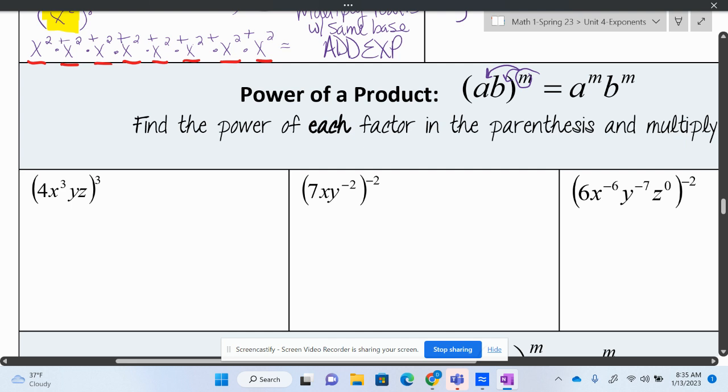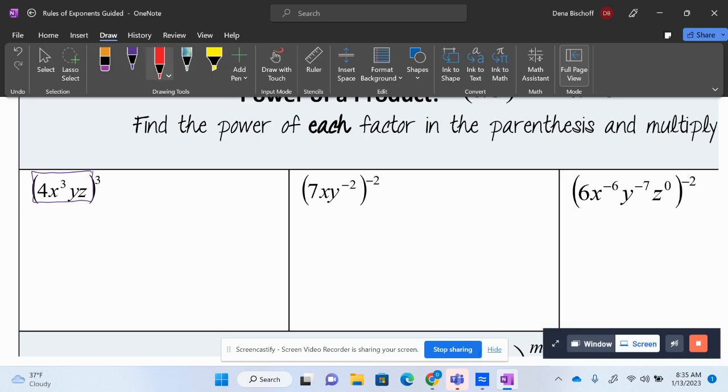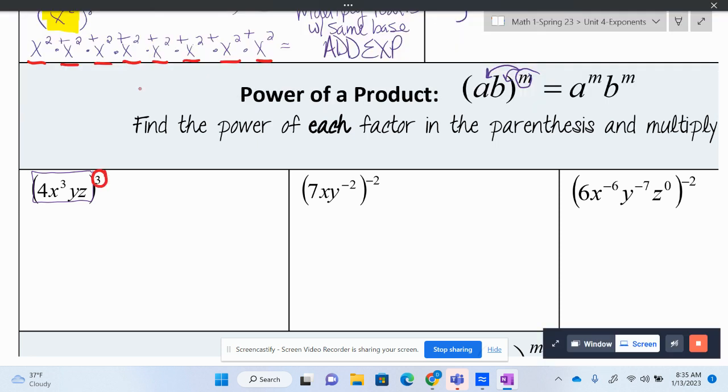So let's look at what we have. This is our product. This says 4 times x cubed times y times z. The whole thing is being raised to the third power. So I have to take that 3 and I have to extend it to every single term with multiplication.